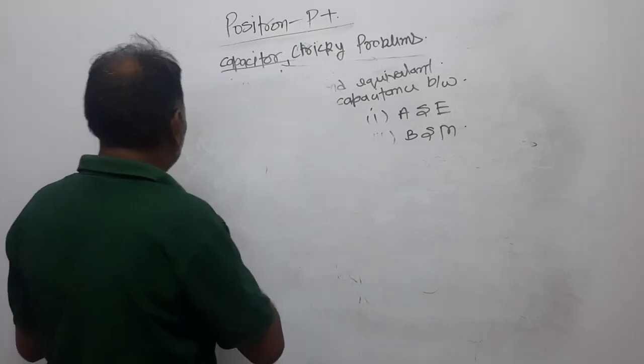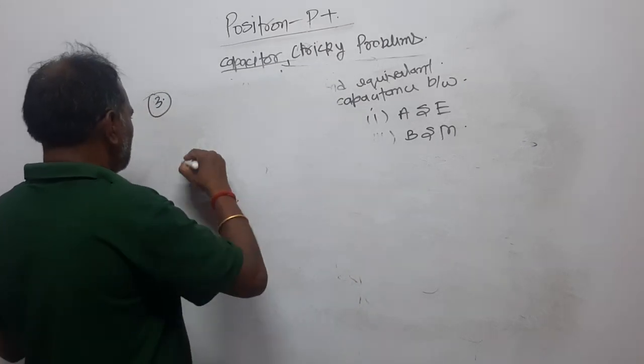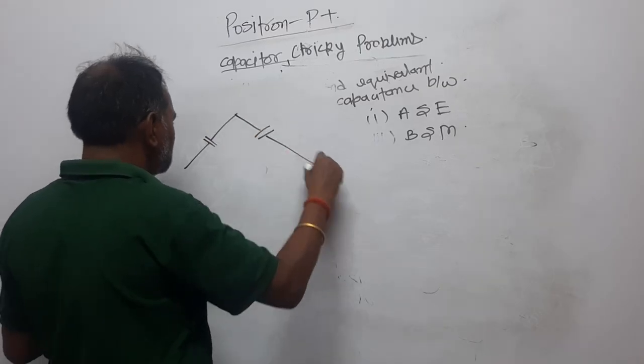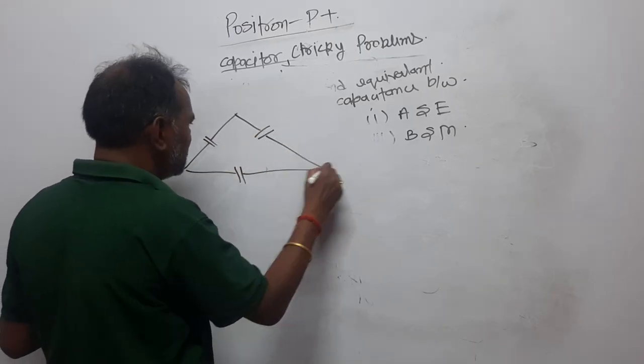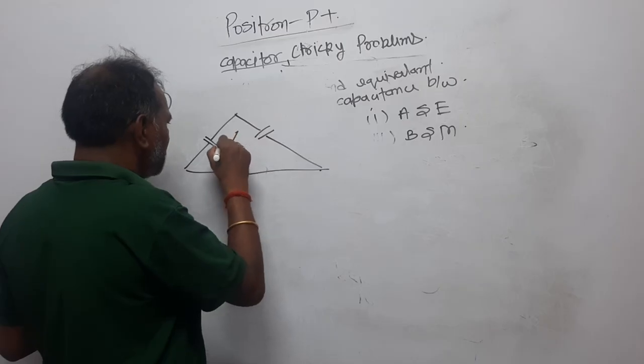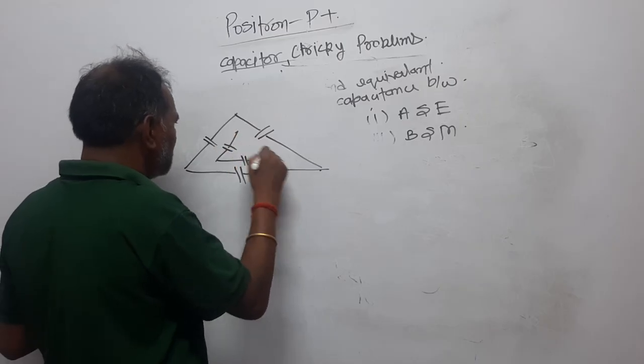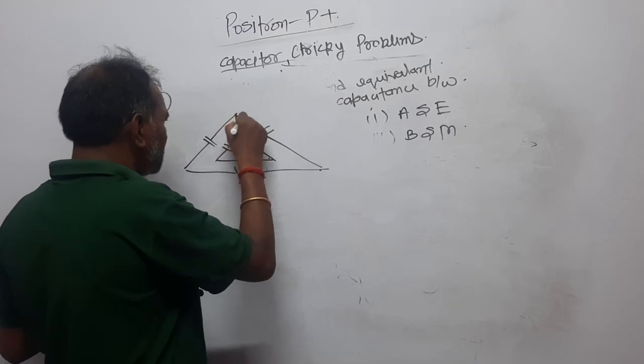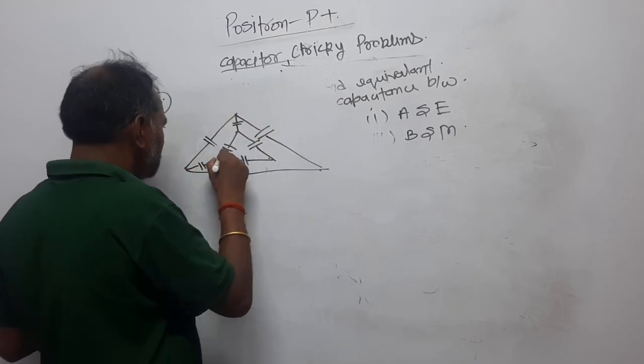Now look here. It was C. This is C. This is C. Again, a triangle is C. This is C. This is C. Now dear student, these are the junction capacitors 2C.